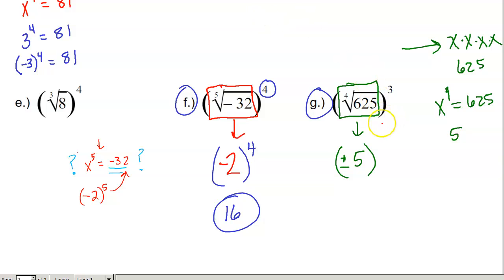And then that is raised to the third power. So we really have two different answers here. We have 5 cubed, but then we have negative 5 cubed. So my answer is also going to be plus or minus in this case, because 5 cubed is 125 and negative 5 cubed is negative 125. So my answer should be plus or minus 125.